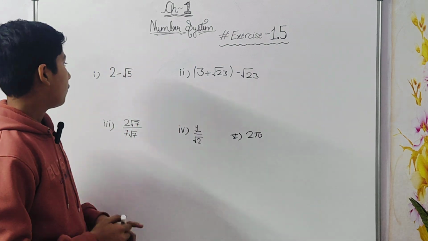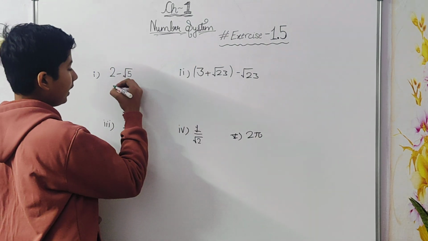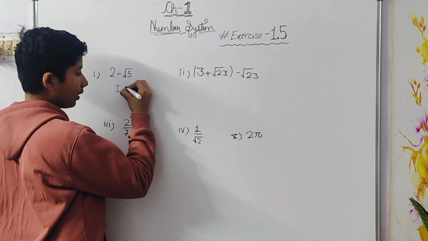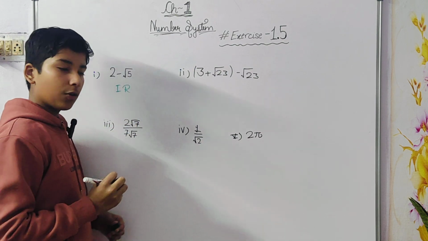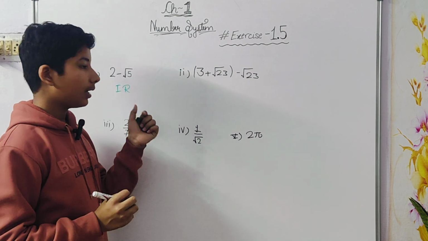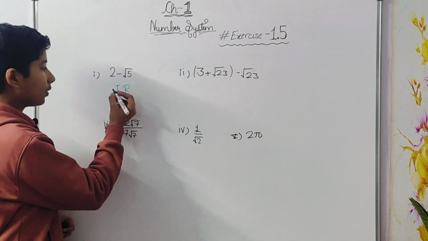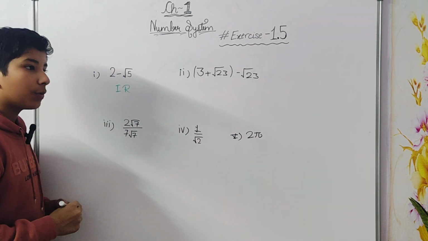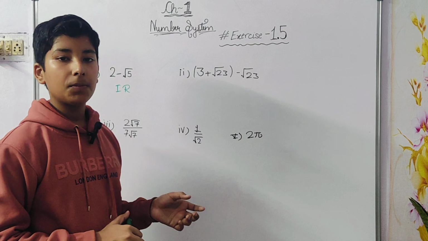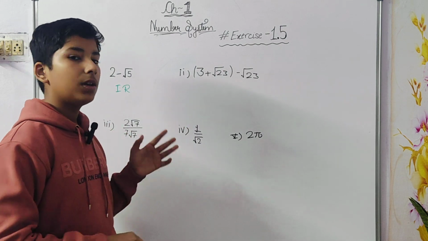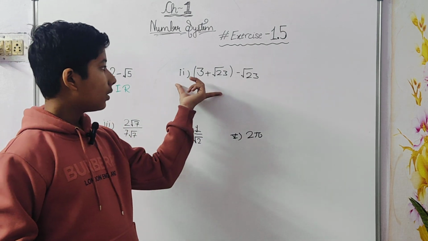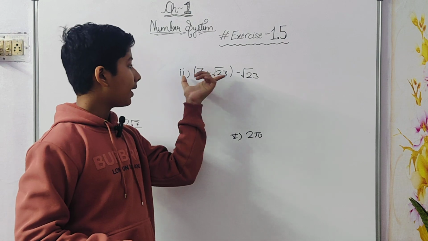Each of them we have to tell. Firstly, this one. This will be irrational. I will denote IR as irrational and R as rational. So this will be irrational. Why? Because 2 minus root 5, the answer will come in decimal points and that too will not stop. Non-terminating, non-repeating.